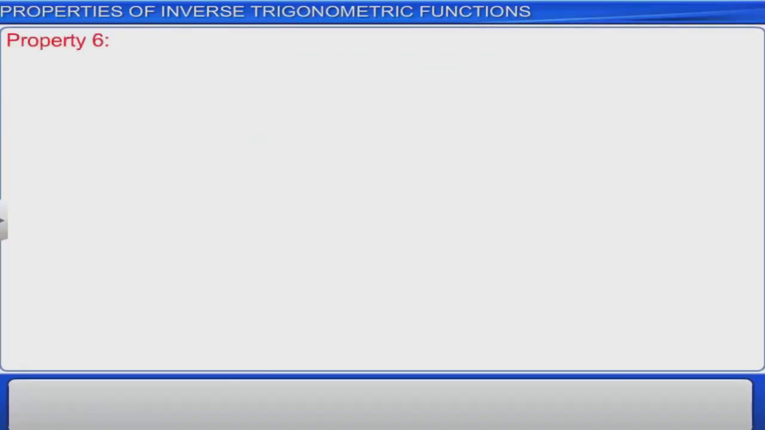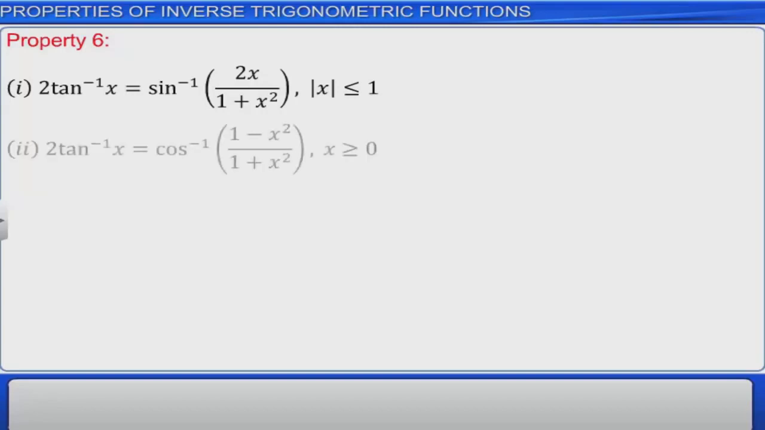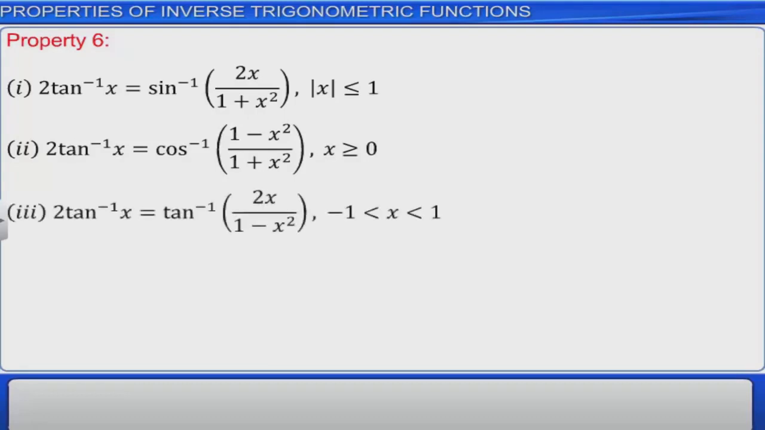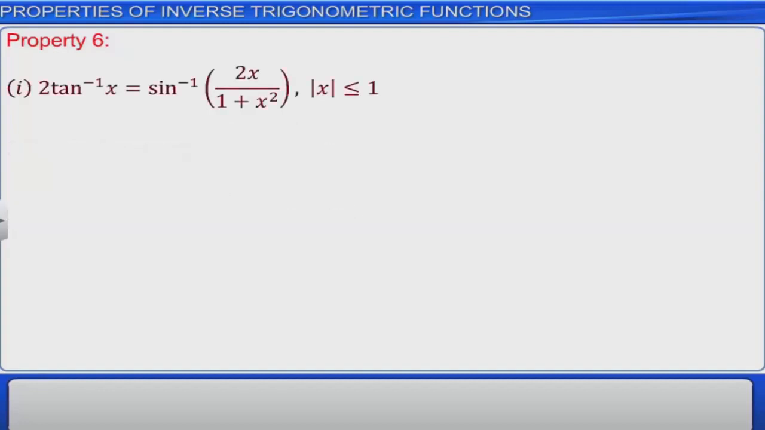The sixth property states that 2 tan inverse x is equal to sine inverse of 2x upon 1 plus x square. Also, 2 tan inverse x is equal to cos inverse of 1 minus x square upon 1 plus x square, and 2 tan inverse x is equal to tan inverse of 2x upon 1 minus x square. Let's prove the first one.